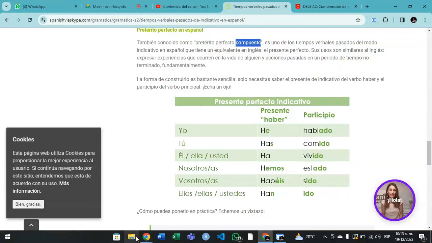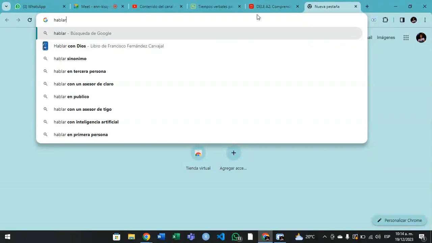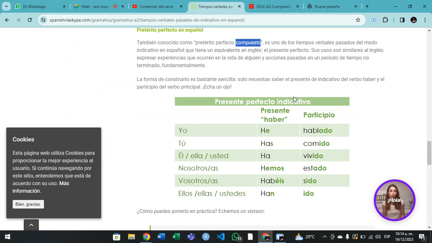It's just that I don't think I have notes here. Okay. So when the verb ends with AR, for example hablar, we're going to replace AR with ADO. So it's going to be hablado. And this same hablado works for every person, right? Like yo he hablado, tú has hablado, él ha hablado, it's always hablado.